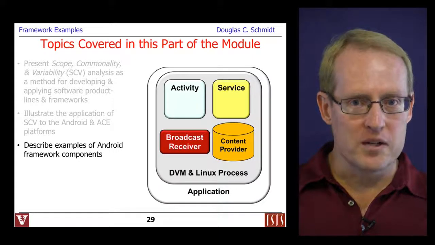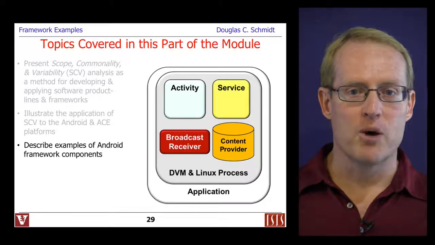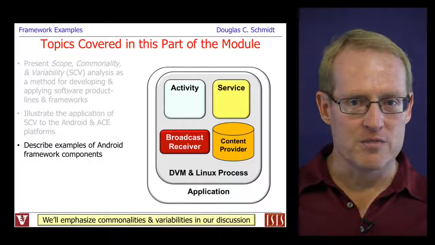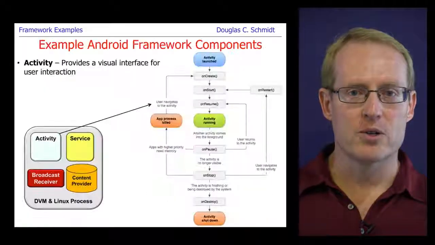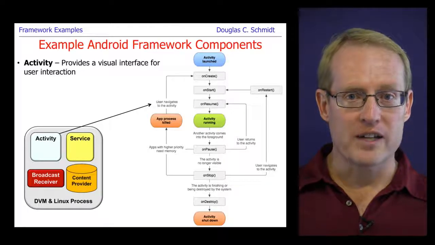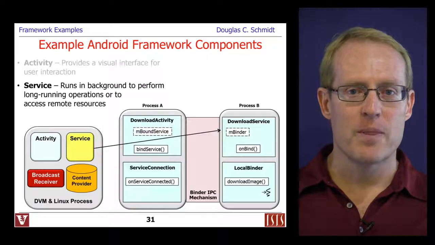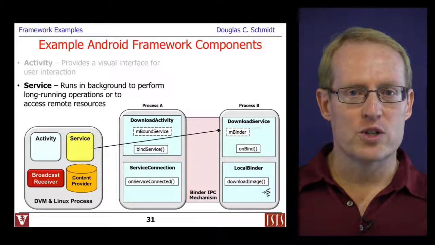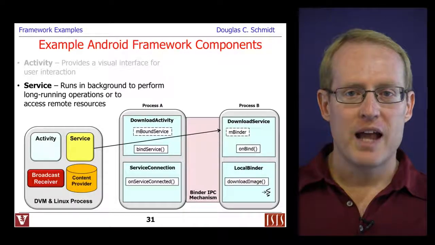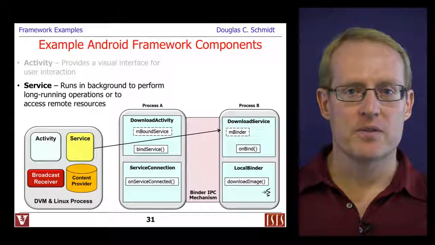We're now going to dig a little bit deeper and discuss some examples of Android framework components. And naturally, we'll be emphasizing the commonality and variability of these components and frameworks as we go through this part of the module. The two framework components we're going to focus on here are activities, which provide a visual interface for user interaction in Android, and services, which are classes and objects and components that run in the background and perform long-running operations or allow access to remote resources.